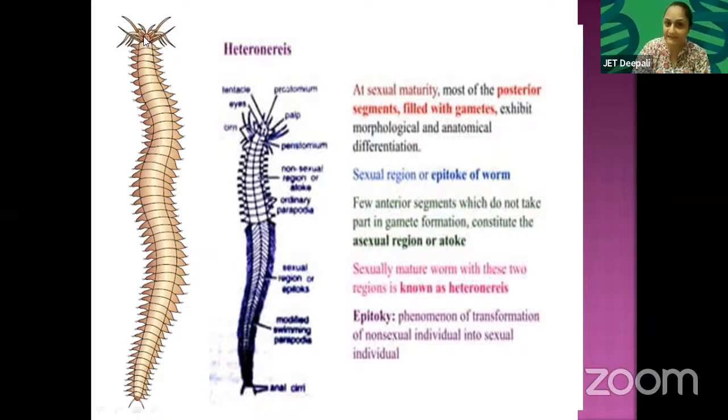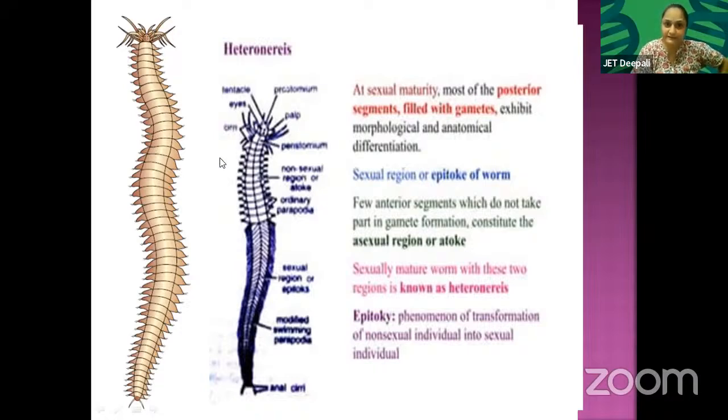These are the eyes, sensory, photosensitive eyes, and tentacles. This is parapodia and these are setae. This is a Nereis, and this is an example of how a Nereis is converted into heteronereis. Nereis converts into heteronereis only during the breeding season because they develop their gonads. This posterior part is called epitoke, and the anterior part is atoke, the asexual part. This is epitoke, the sexual region of gonads, with modified swimming parapodia. They are marine, so they swim.